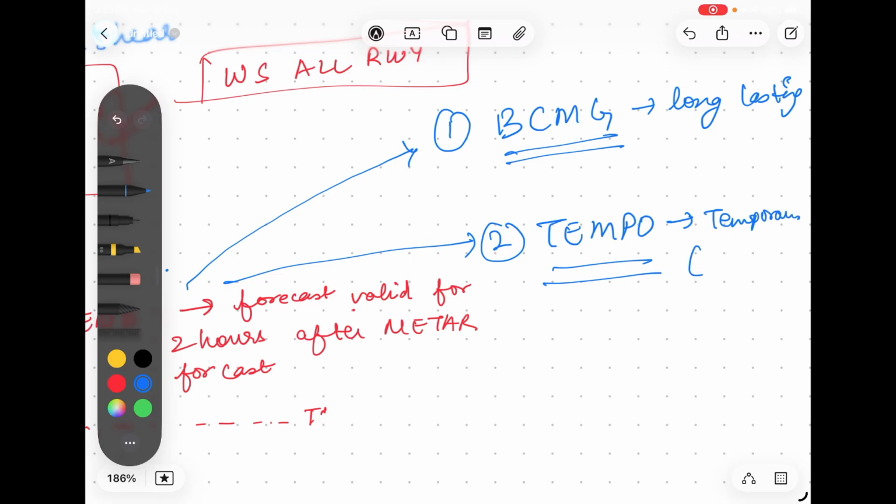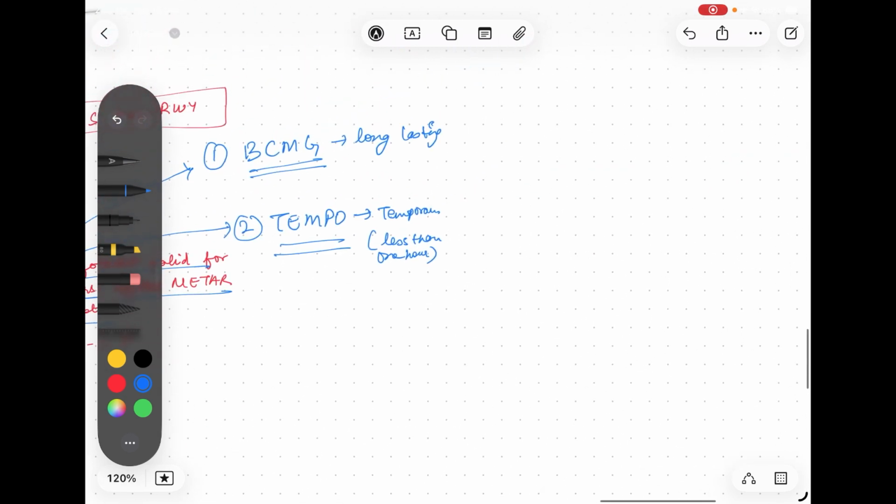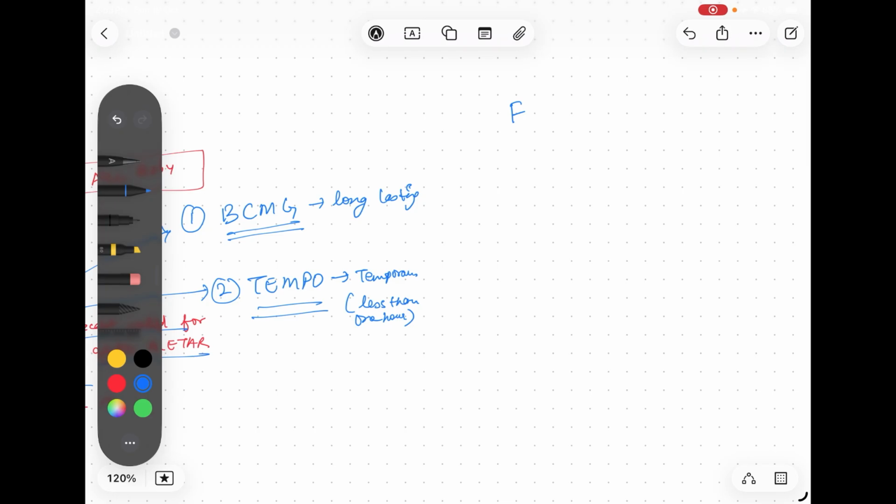Okay, temporary could be basically, you could say, less than 1 hour. So that's a temporary change and it is valid for only 2 hours. Long lasting could be up to 2 hours, right? Now there are also terms called FM and TL. FM means from. So they'll give you a time, from this time to this time, you would observe a certain trend, and TL means until.